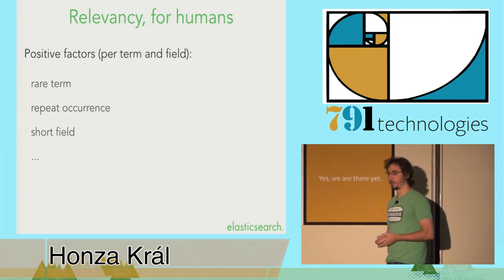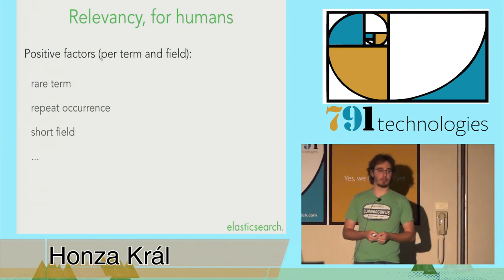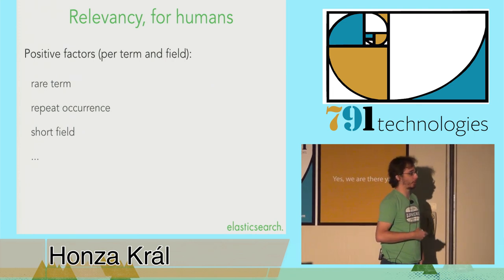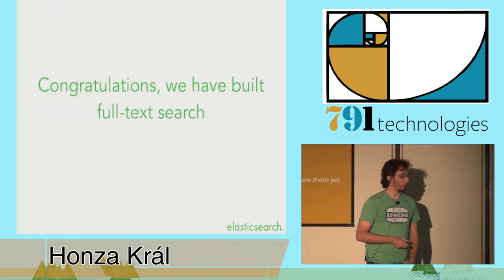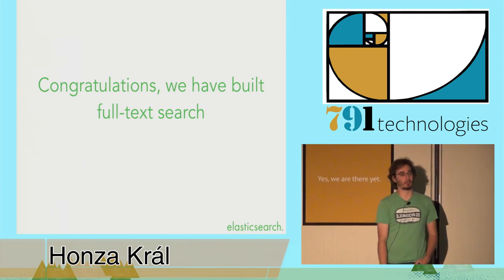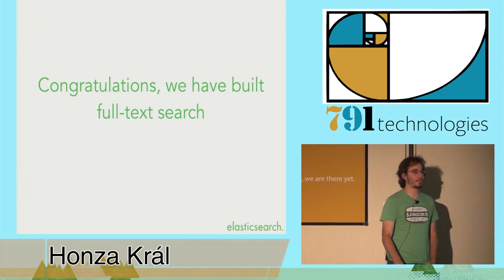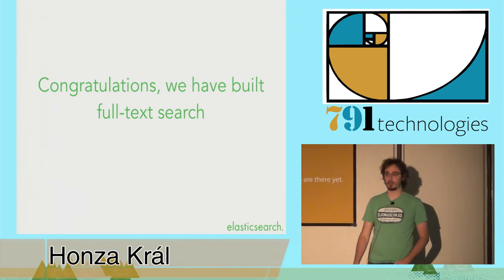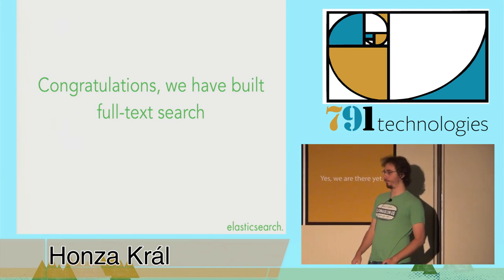So we don't need to do any lookup. We have direct access to those numbers, so we can calculate the relevancy score very quickly. That's all you need to build a full-text search. You can implement this in Python, and you can use Redis for your data storage, and it will work just fine.